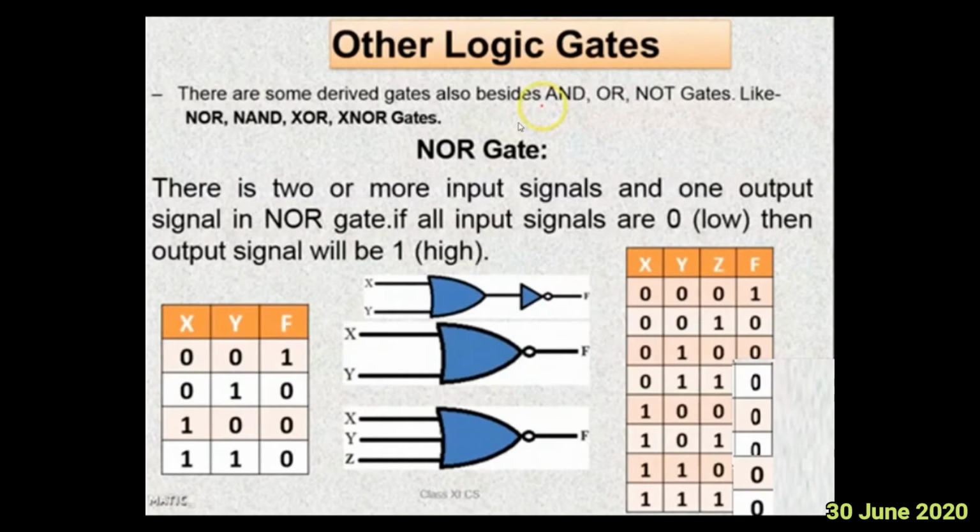What is a NOR gate? There are 2 or more input signals and 1 output signal. Of course, in any gate you take, the number of inputs may be more, but the output will be only 1, except for your NOT gate, where input is 1 and output is also 1. So how can I give the definition of a NOR gate? If all the input signals are 0, then only the output is high. Otherwise the output is low.